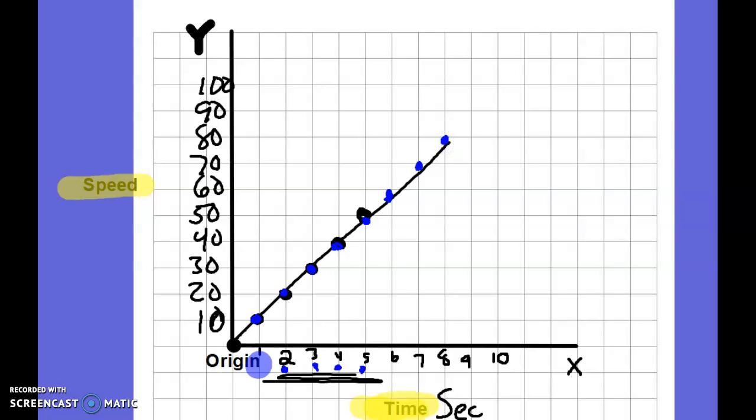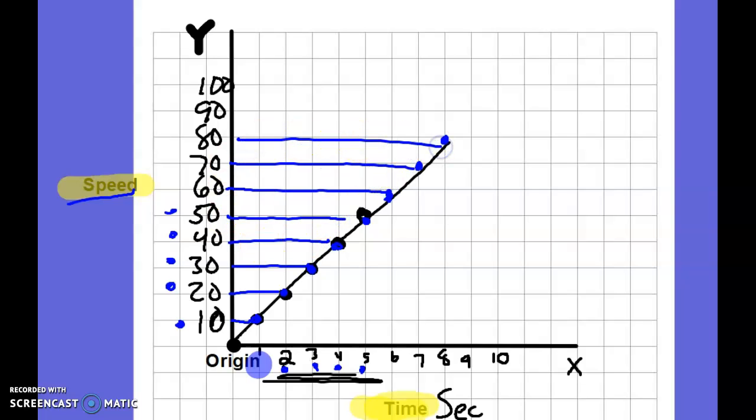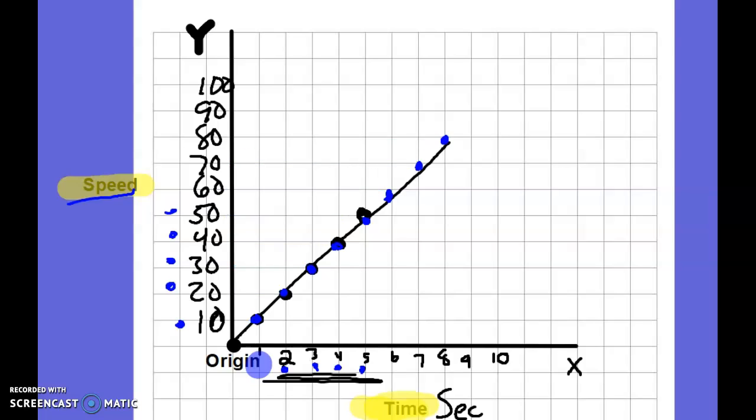If I take a look at this, I have to realize that this is actually very different than the last graph that I had. The last graph that I had, the car or whatever it was happened to be going the same speed every time I checked it. This time it is not, because look, it's going 10, then 20, then 30, then 40, then 50, then 60, then 70, then 80. This car is actually speeding up. So what we would call this graph is acceleration.